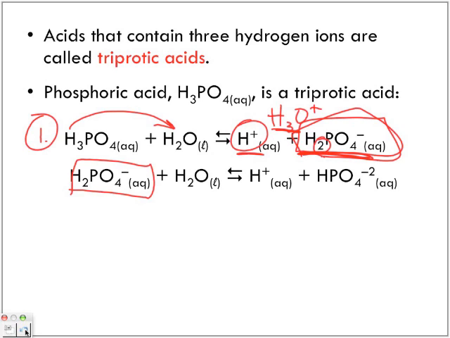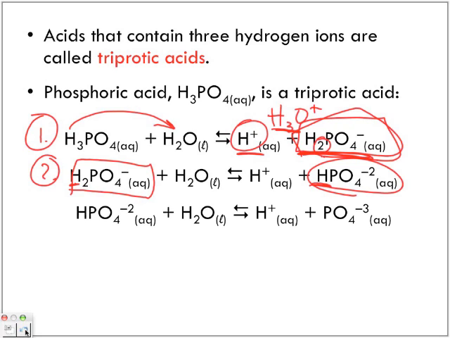Now this second one is going to give off 1 more, which means I still have 1 more proton that I can still give up. So this is going to dissociate again. We have a total of 3 hydrogen protons that we can give up to a water molecule, forming the hydronium ion.